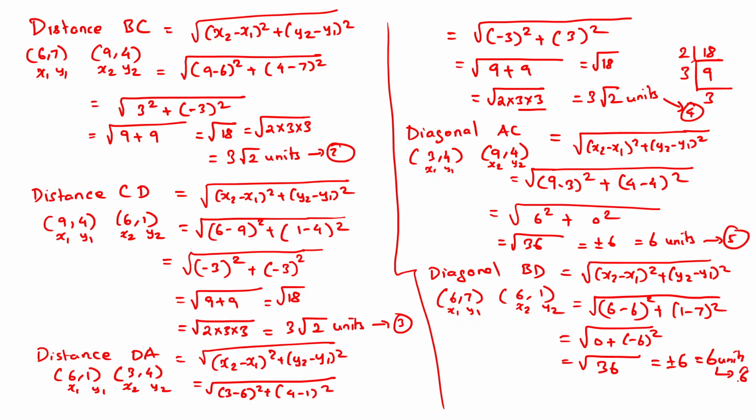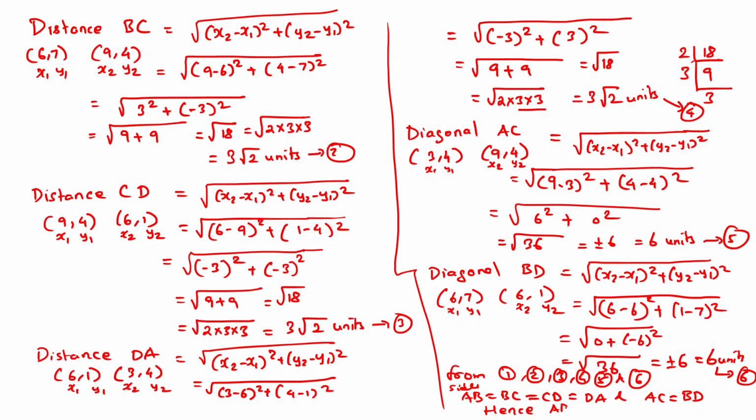Take this equation 6. Then we can conclude from 1, 2, 3, 4, 5 and 6 we can write sides AB equal to BC equal to CD equal to DA, and diagonals AC is equal to BD. Hence ABCD is a square.